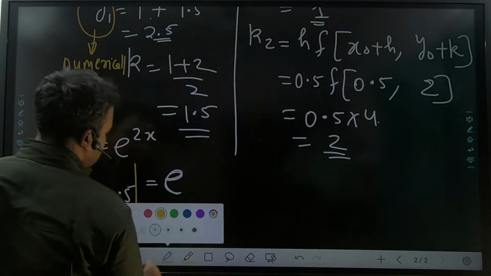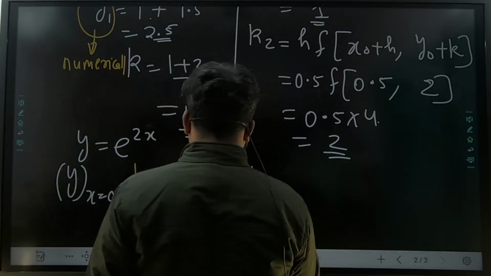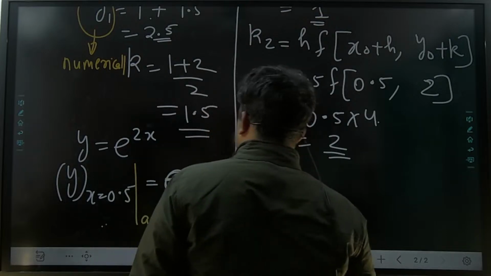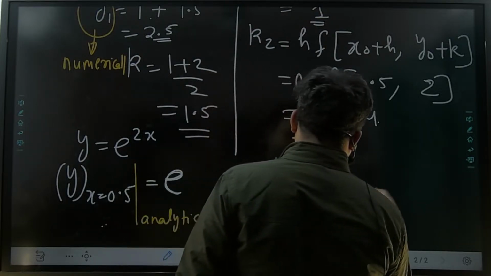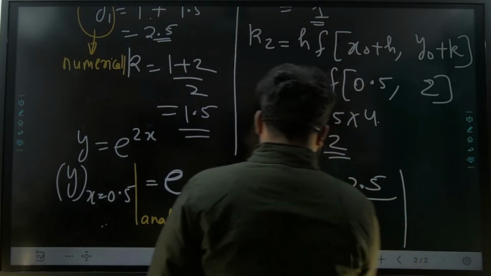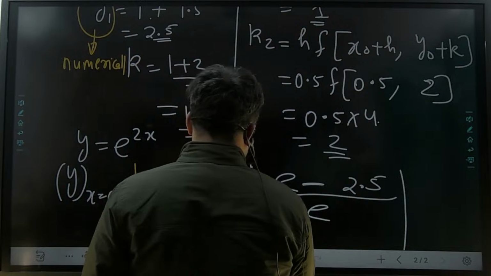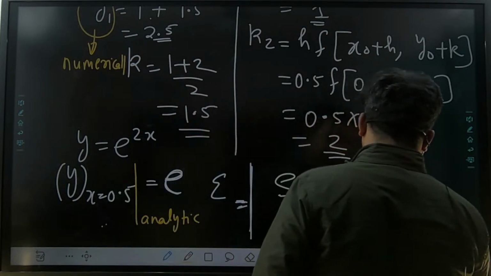Now you can take the percentage error. So y analytic is e, right? And numerically it is 2.5, divided by analytic, that is e. You have to just take the magnitude of this, right? So it is near about 0.8 that will come.